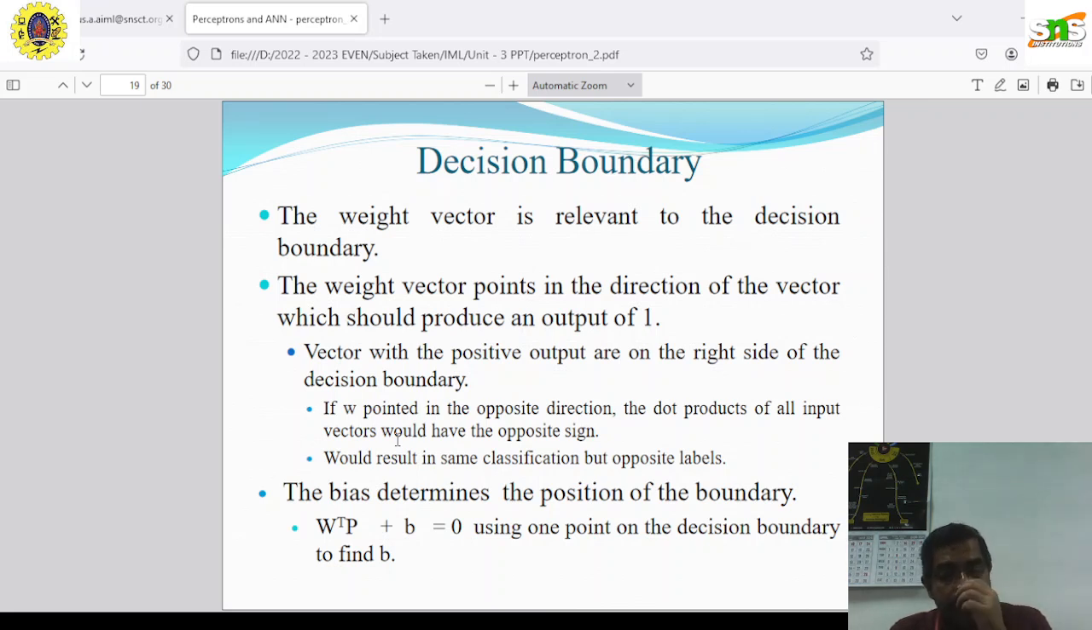The bias determines the position of the boundary. So W^T x plus B, the bias, equals 0, using one point on the decision boundary to find B.